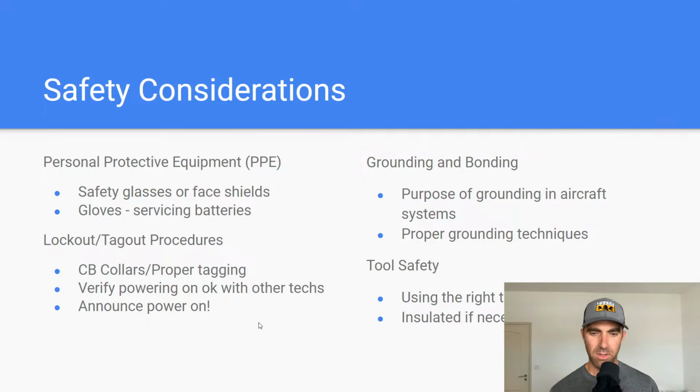So those are basic safety measures that you can take when you're turning power on and off.